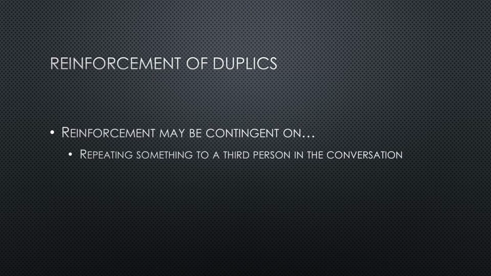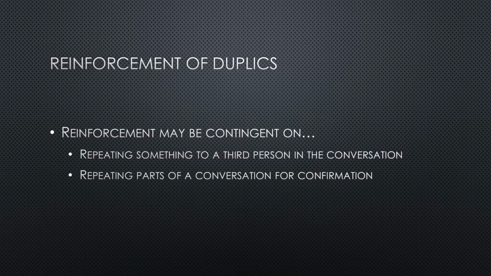Here are some examples. If you engage in echoic behavior, repeating what someone just said in a conversation, such that a third person in the conversation can hear it better and then respond, the behavior is reinforced with the continuation of that conversation. Similarly, if you repeat something back to someone who just spoke to you, that allows them to confirm that you heard correctly, or not.